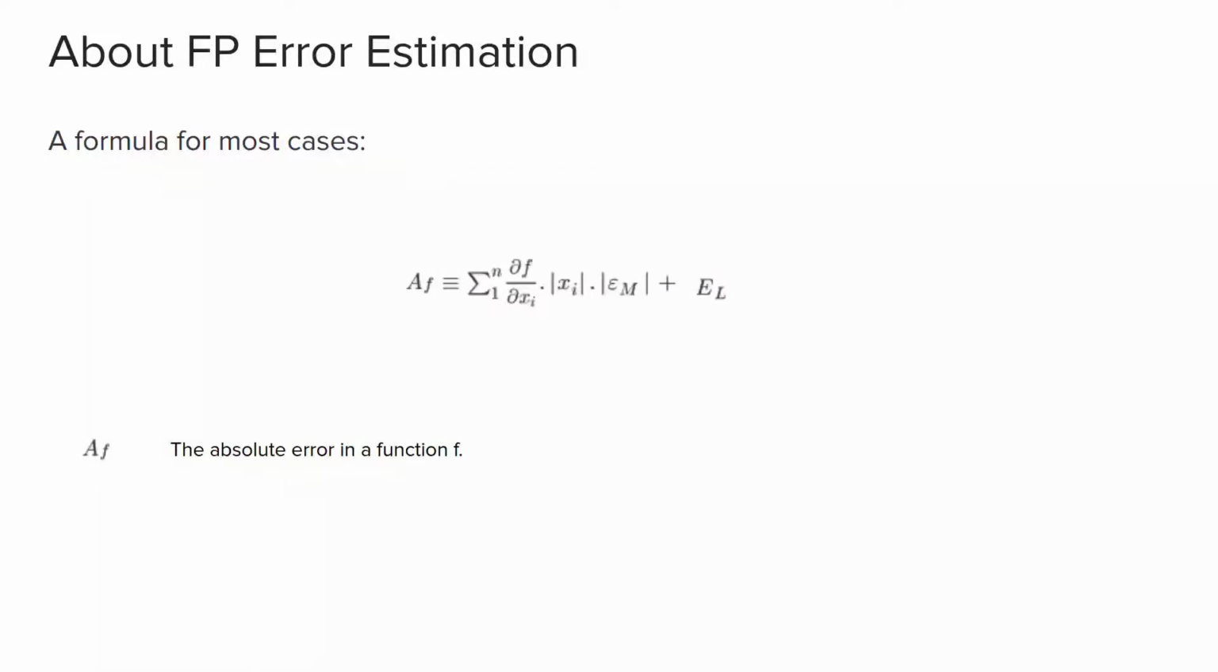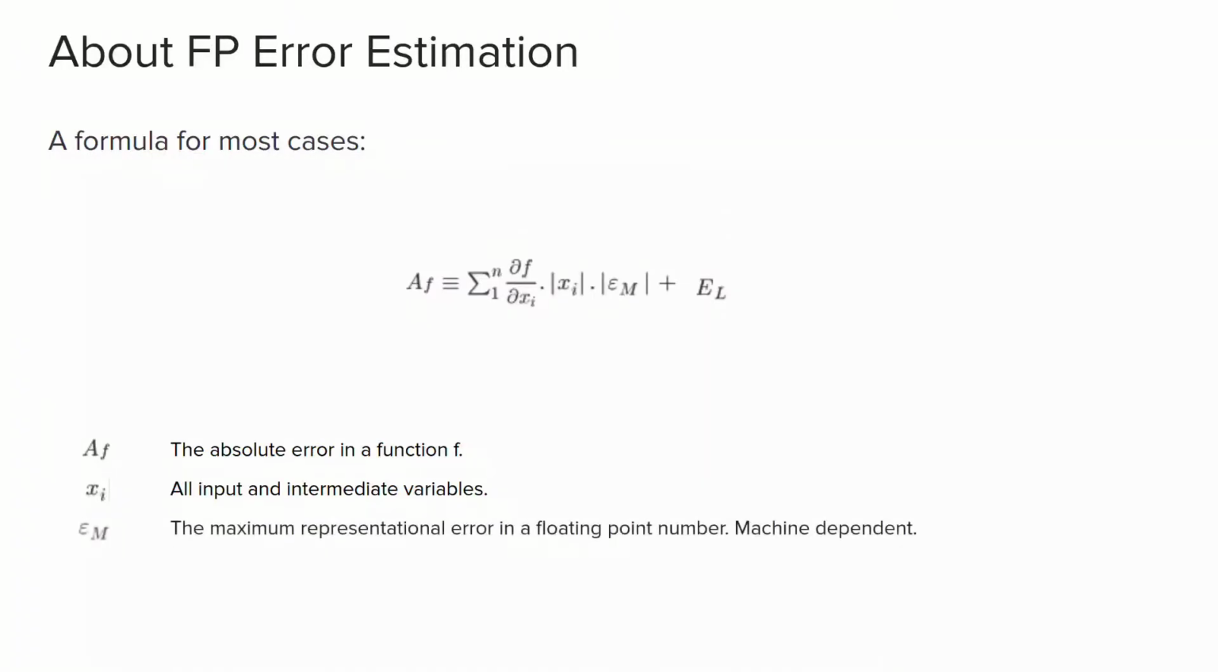So now that we know about clad and what AD is, let's talk about FP error estimation, and here FP is floating point. A formula to estimate the floating point error in a function for most cases can be given as follows. So AF is the absolute error in a function f. Then xi is all input and intermediate variables. Here it becomes important to also take into account the intermediate variables in a function, because we want to know the floating point error in that function. Next is machine epsilon, which is the maximum representational error in a floating point number. This is a number enforced by the standard, and it is machine dependent.